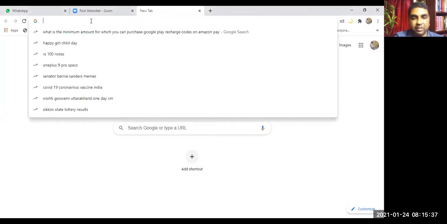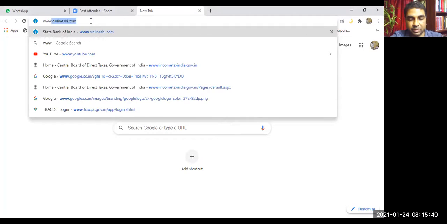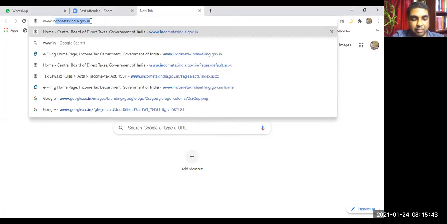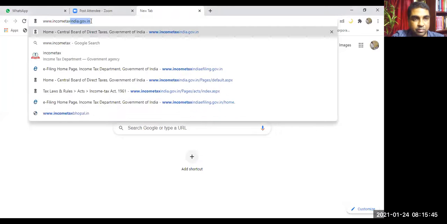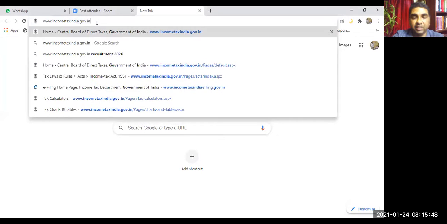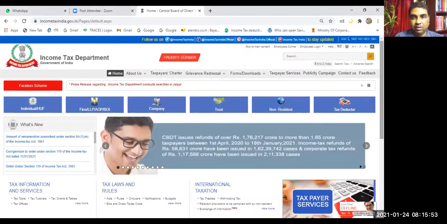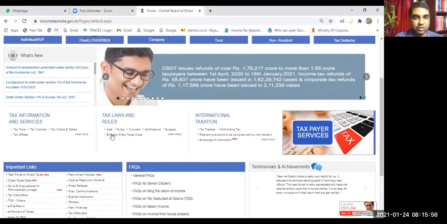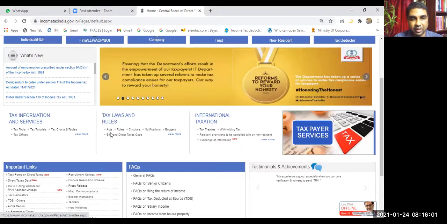Are you seeing the Google Chrome browser on the screen? I'm taking you to the Income Tax Department's website. You know the website address: incometaxindia.gov.in. Now please see, I'm taking you to the Acts. Are you able to see here?